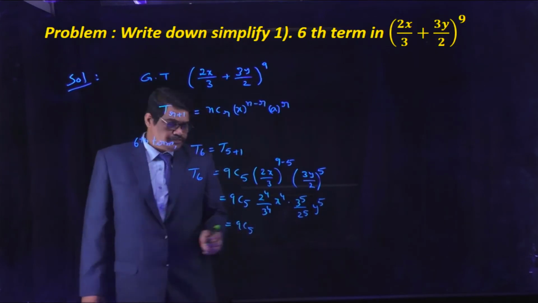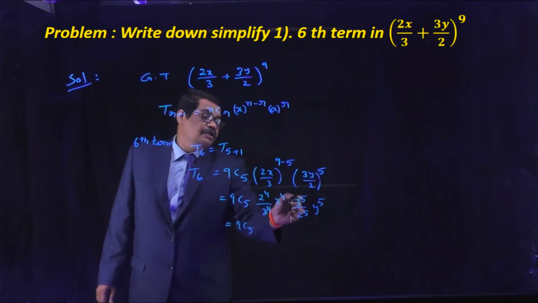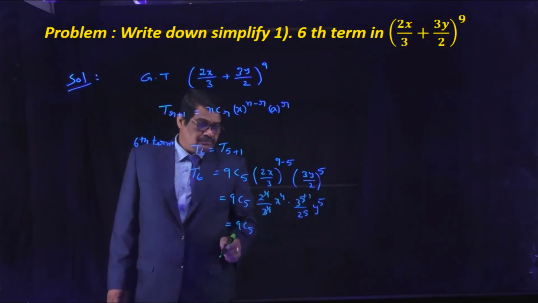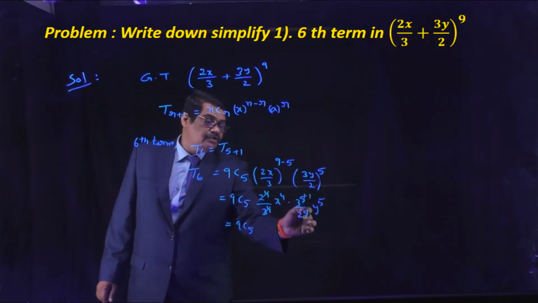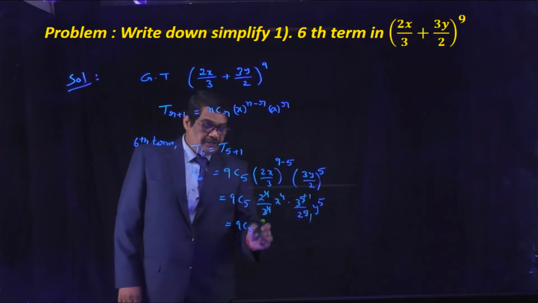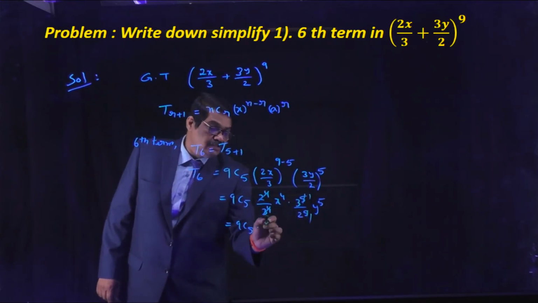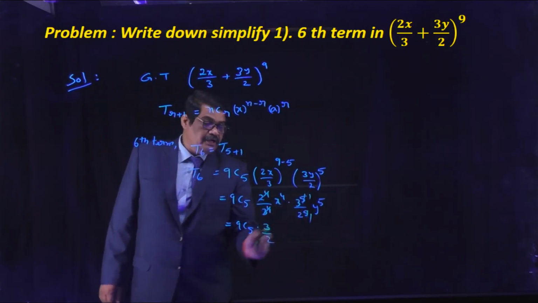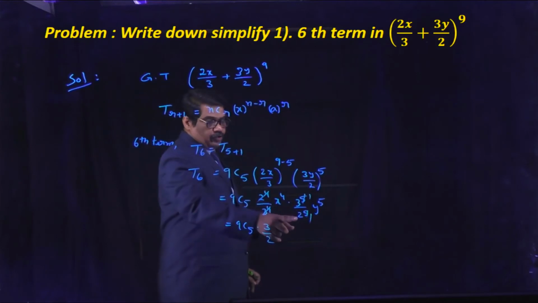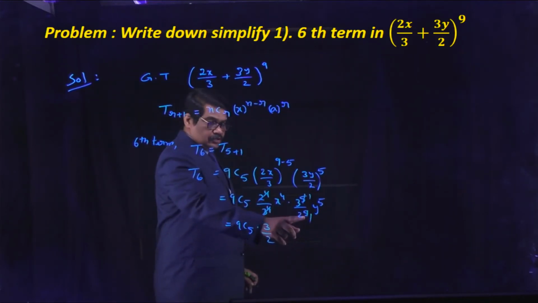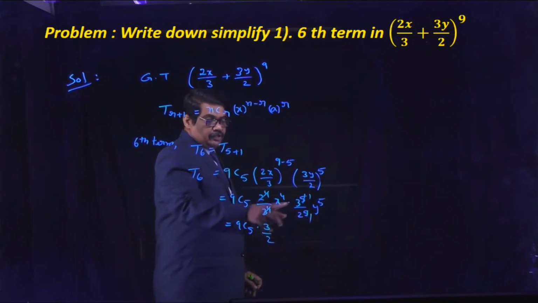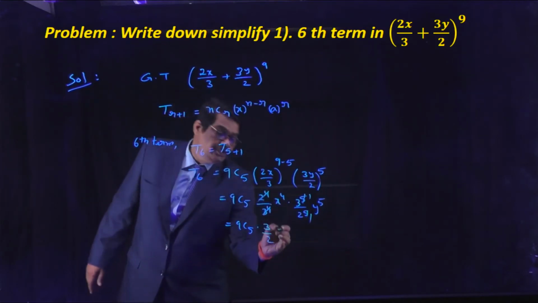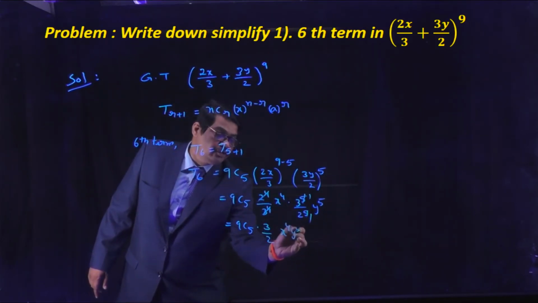9C5 into, here 3^4 and 3^5, that is 5 minus 4, that is 1. Here 2^4 and 2^5, 5 minus 4, that is 1. We get only 3 in the numerator and 2 in the denominator. So 3^5 by 3^4 is 3, and 2^5 by 2^4 is 2^1, so 3/2, next into x^4 y^5.